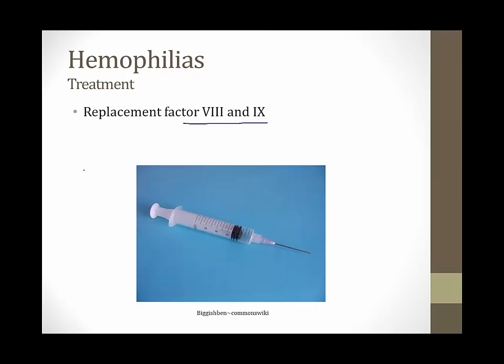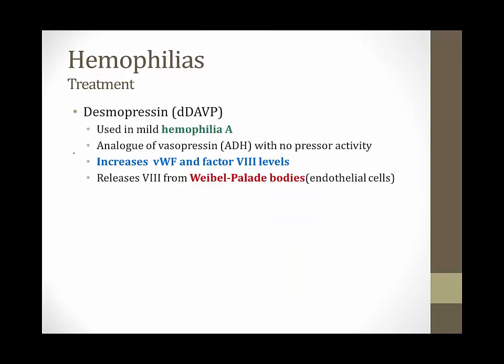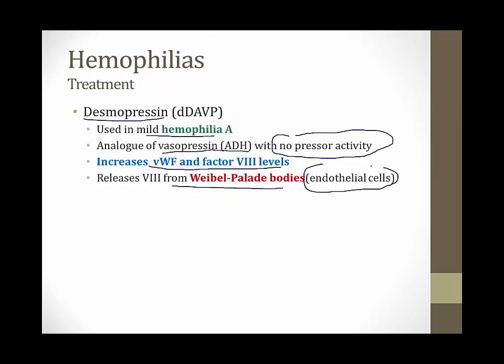There are some other treatments that can sometimes be used, and you should know about these, especially for step 1. One of them is called desmopressin. It is an analog of vasopressin or ADH, but it has no pressor activity, so it won't raise the blood pressure. It can be used in mild hemophilia A, and the reason is because it increases von Willebrand factor and factor 8 levels. Von Willebrand factor and factor 8 are both stored in the Weibel-Palade bodies of endothelial cells, and desmopressin triggers their release so that the levels will rise in the plasma.